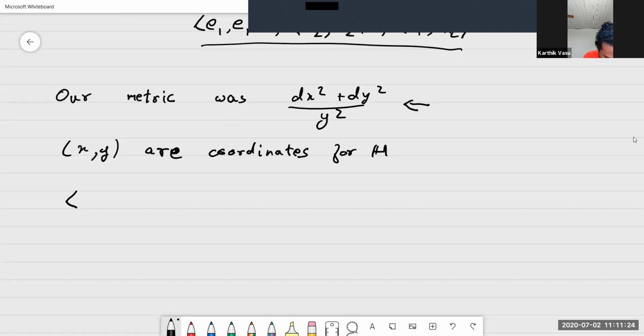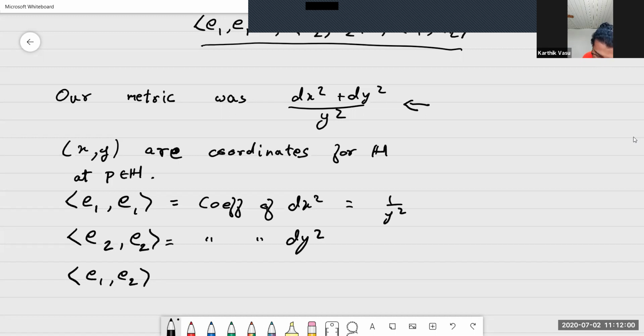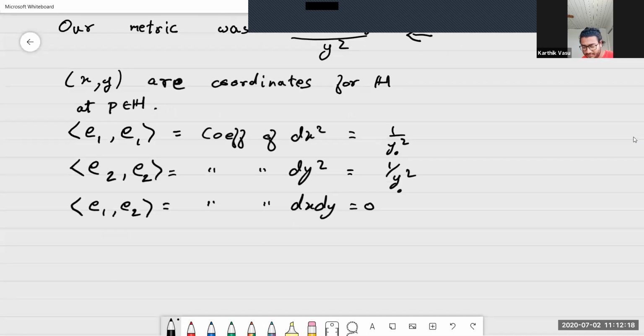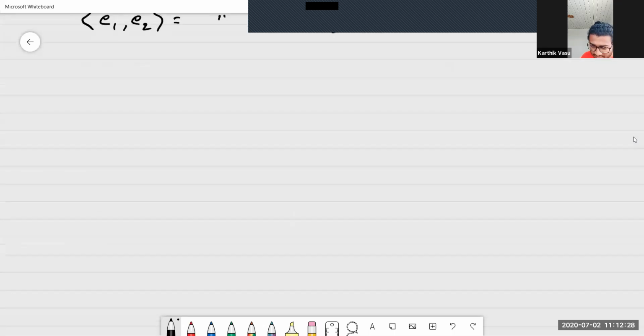Okay. So what are the inner products now? At each point, the tangent space is R2, and I will take the standard basis there, and I need to specify these values. So this value will be the coefficient of dx square, which is just 1 by y square. This is the coefficient of dy squared, which is 1 by y square again. Sorry, y naught squared, because p was taken to be x naught, y naught. Then this is the coefficient of dx dy, which is 0. So this is how you specify a metric, an inner product on the tangent space. Okay, so that is the Riemannian metric.